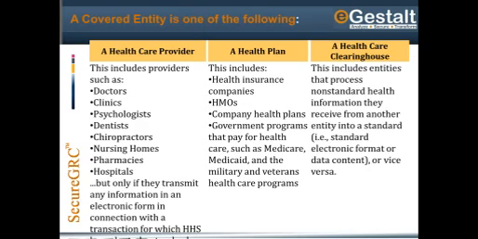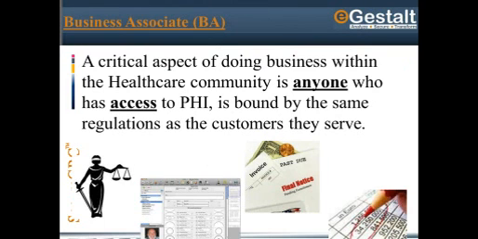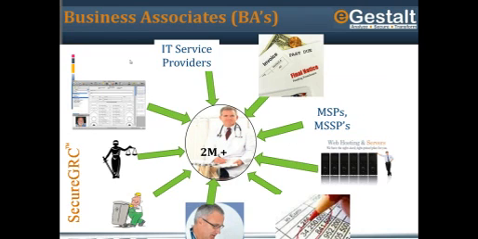Anybody who deals with multiple entities to process health information is in the purview of being a covered entity. Business associate is a fairly broad definition, and one of the key tenets of doing business in the healthcare community is that anybody who has access to PHI, protected health information, either in electronic form or in physical form, is now required and bound by the same regulations as the customers they serve.